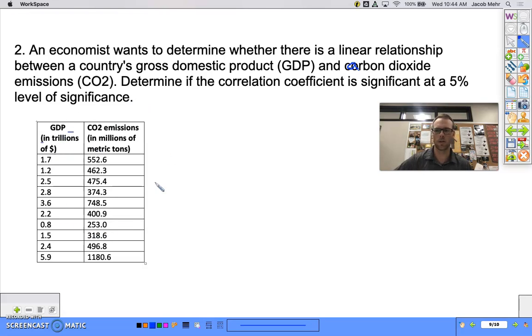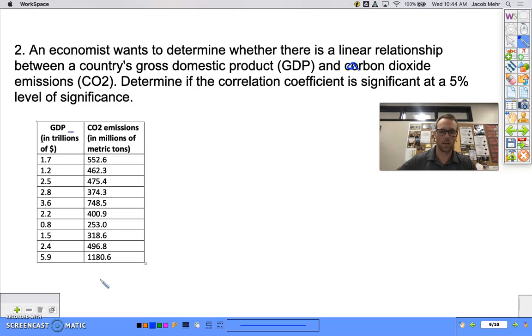So we have some countries here. We do not have every country. This is a sample. We have their GDP, and then we have their CO2 emissions. What we'll do is we'll put those into the calculator. We'll calculate our correlation coefficient. Then we'll find our critical value from the table in the book, and we'll make our conclusion.